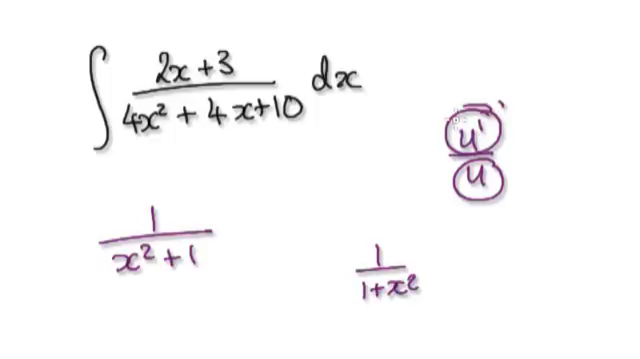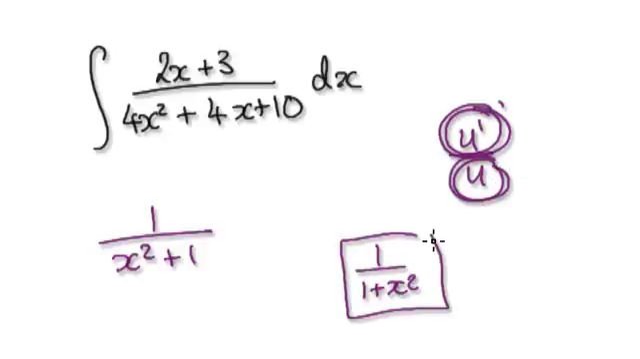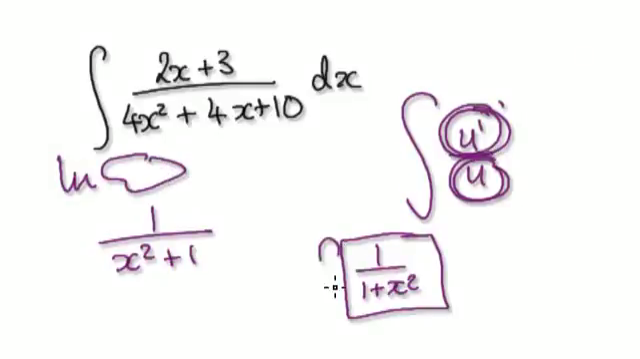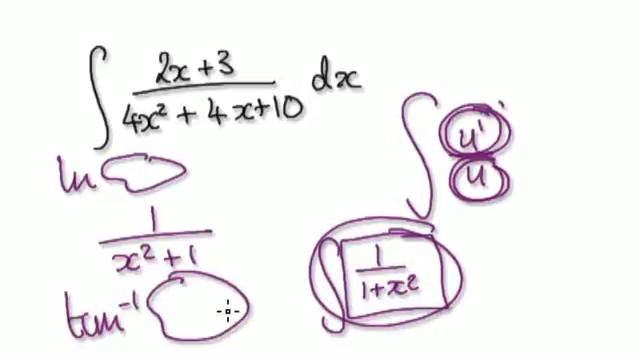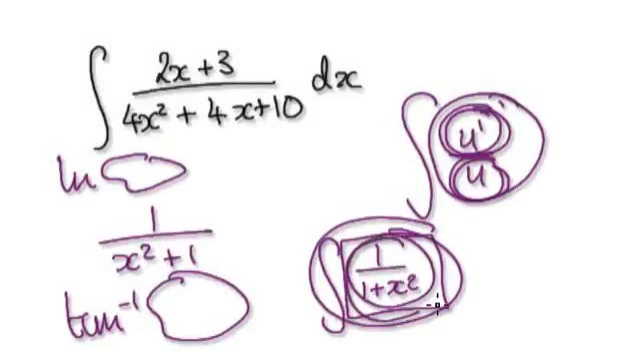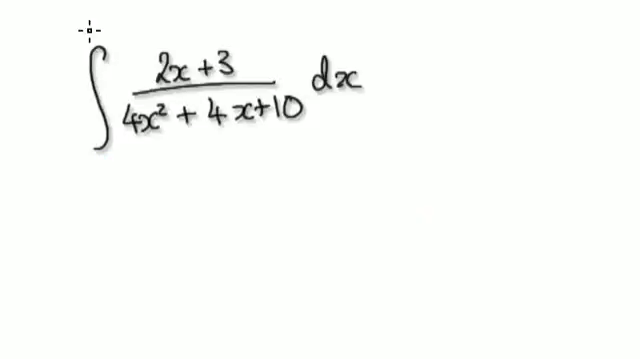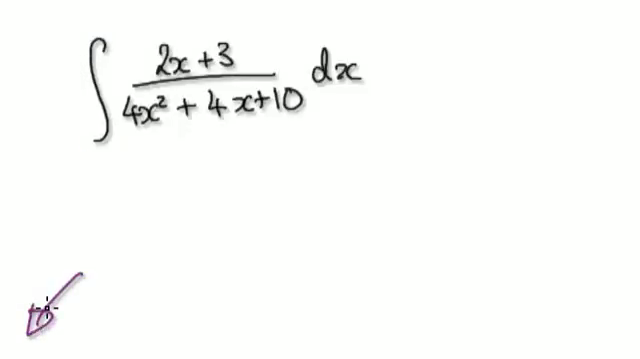So try and keep an eye out on something being the derivative of another thing, and also try and keep an eye out for something of this form. Because if you integrate this, then you're going to get natural log of something. If you integrate this, then you're going to get something along the line of inverse tan of something. Okay, so try and keep an eye out for this. So anyway, integrate this. Press pause and have a go.